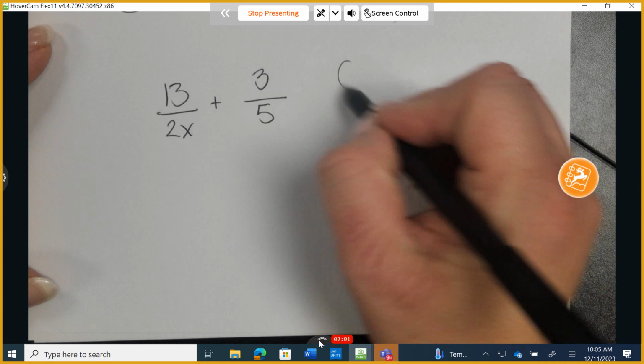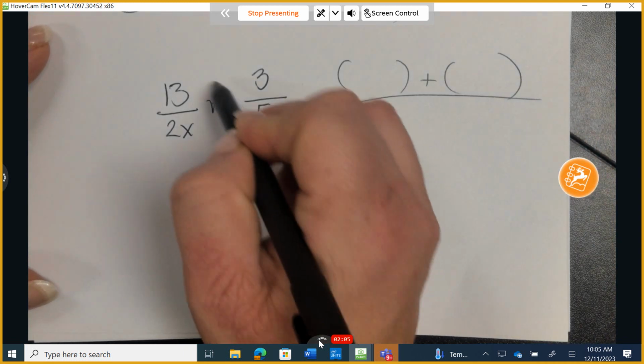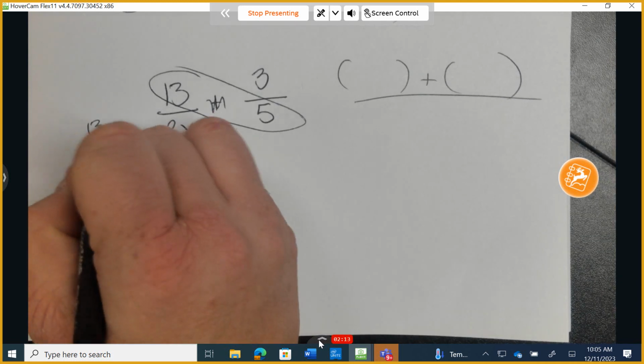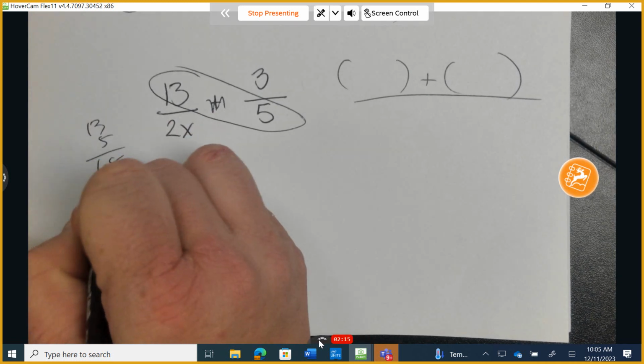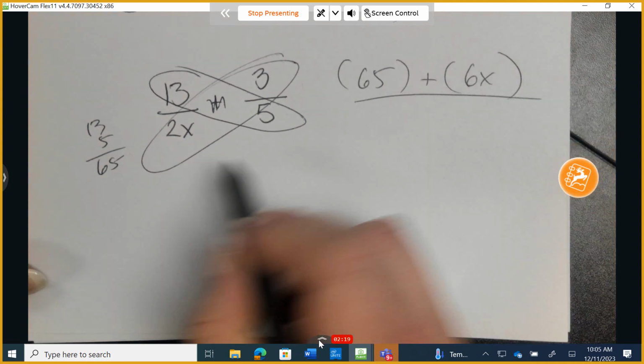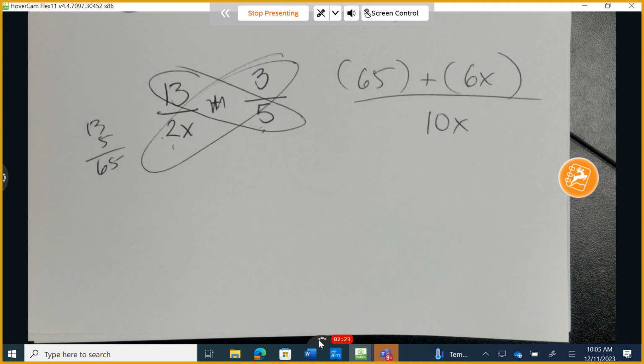So I personally like to use the butterfly method. I take the symbol, I put it in between. I always have to start with this diagonal first. So I'm taking 5 times 13, and I end up with, I'm going to come off to the side, 5 times 13 is 65. And then I'm going to take 3 times 2x to get 6x, and then I multiply the bottoms to end up with 10x. This cannot be broken down any further. That is my final answer.